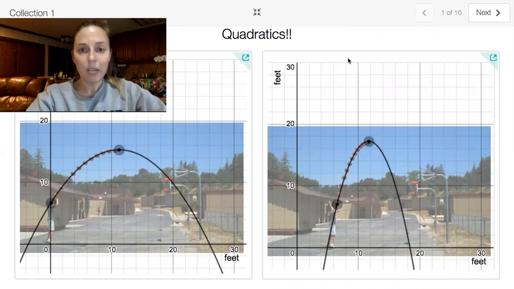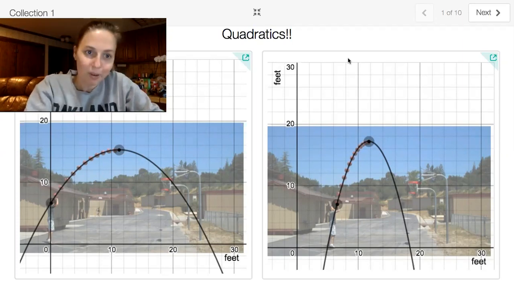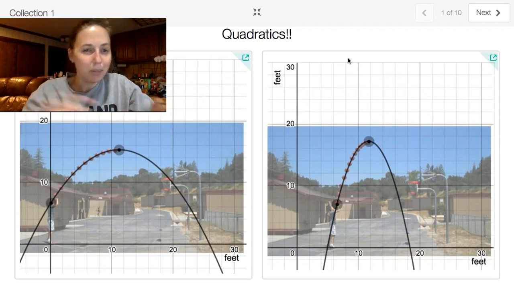So this last week, I gave you two different activities to do. One was "Will It Hit the Hoop," about this guy doing some basketball shots. I hope you enjoyed that. And then another one about building a bigger field. So I'm going to take a look at a couple of both of those and just make sure that you know at least some of the things that make them quadratics.